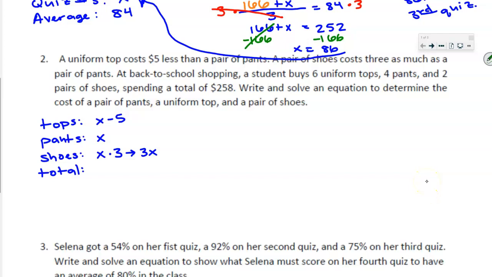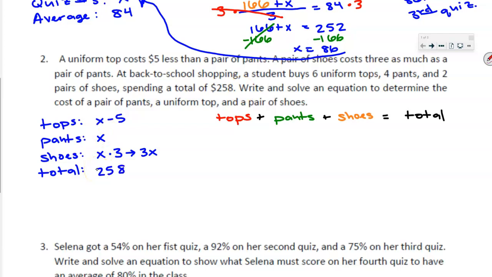As I go back and I read this, now that I know that this represents the cost of a top, this represents the cost of pants, and this represents the cost of shoes, now let's take a look at everything that I bought. I bought some uniform tops, and I bought some pants, and I bought some shoes. When I add up all of the totals, the amount that I spent on tops and pants and shoes, that's where I get the grand total. What is that grand total? We spent a total of $258.